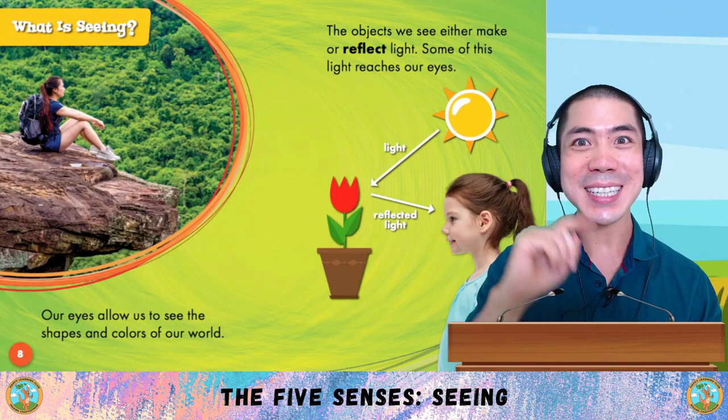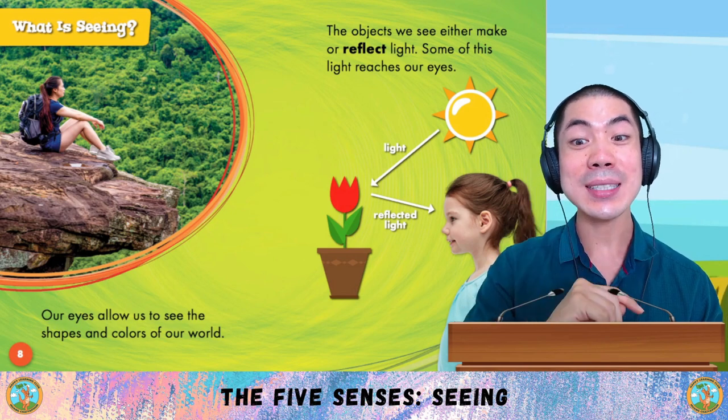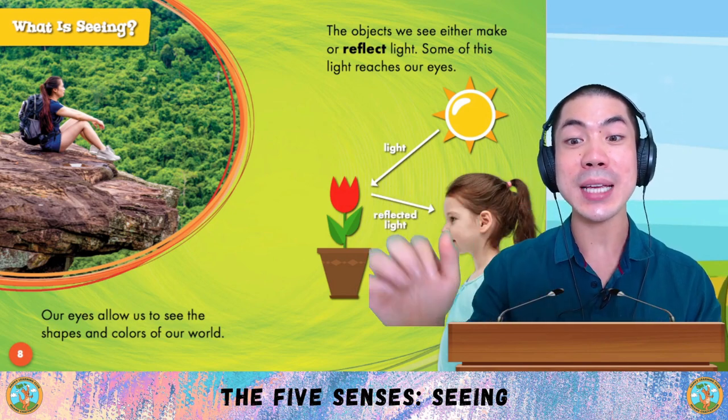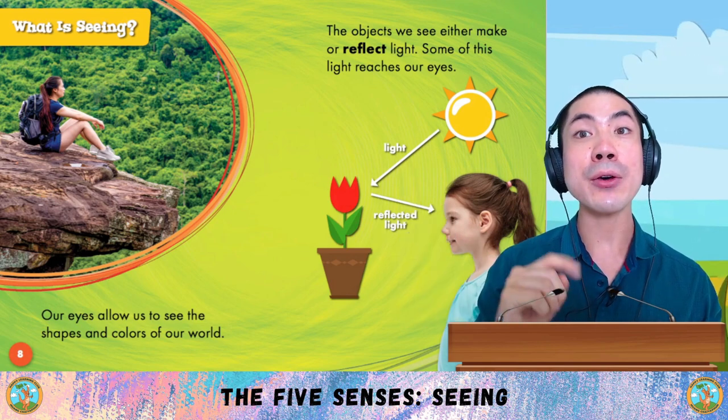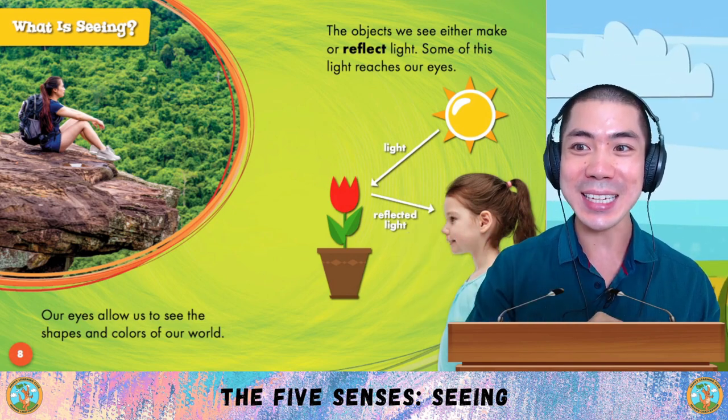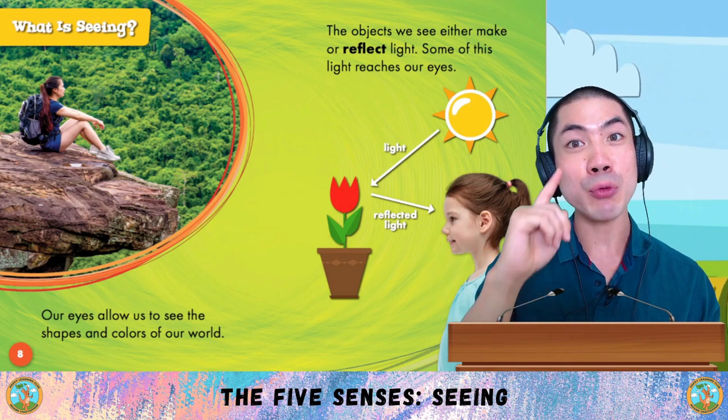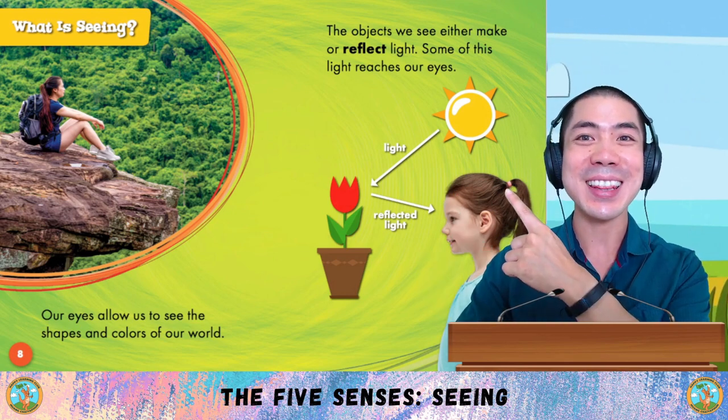Wow! What is seeing? Our eyes allow us to see the shapes and colors of our world. The objects we see either make or reflect light. Some of this light reaches our eye, like this.